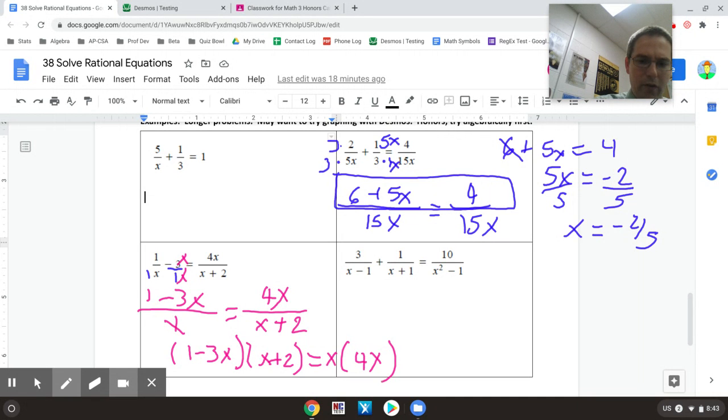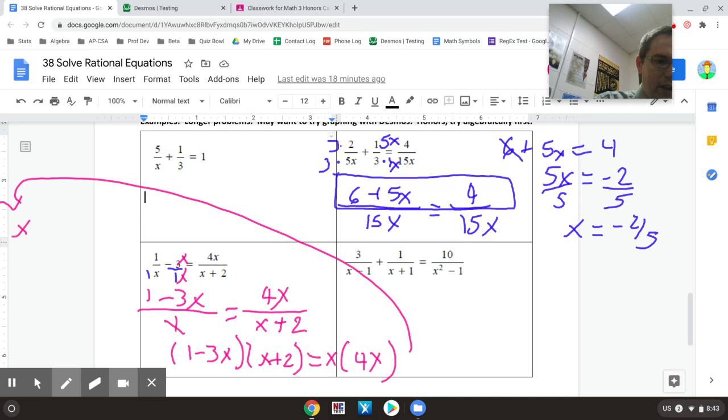I'm going to go over to the side to continue this on where I'll have a little bit more room. I need to multiply the 1 times the x, so that's an x. I multiply the 1 times the 2, which is a 2. Okay, now I take my minus 3x and multiply minus 3x times the first thing, which is x, so minus 3x squared. And then minus 3x times 2 is minus 6x. And then that's going to be equal to x times 4x, which is 4x squared.